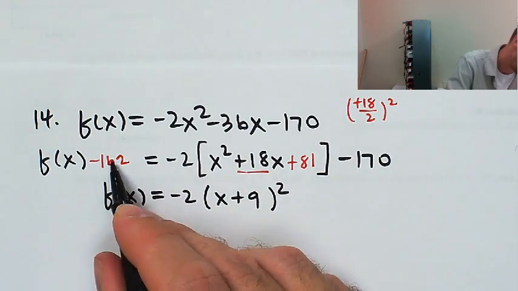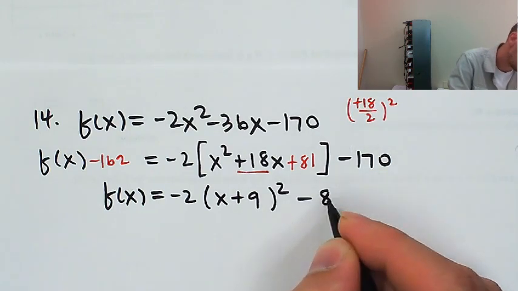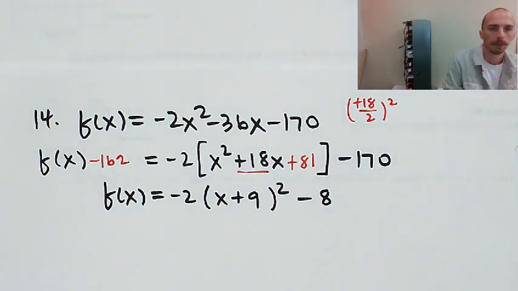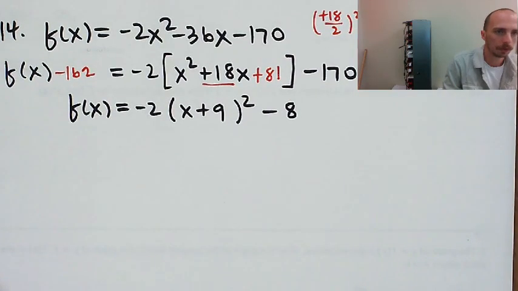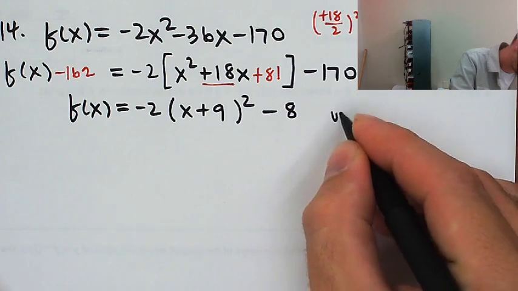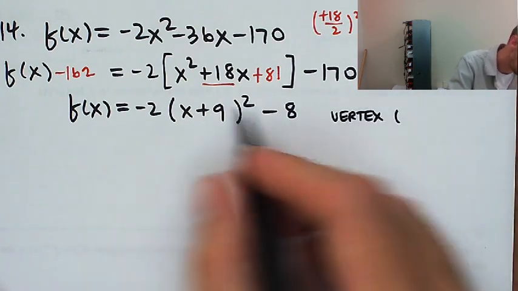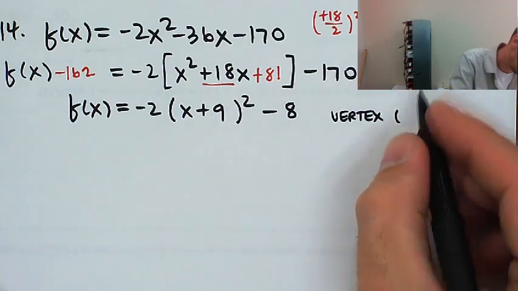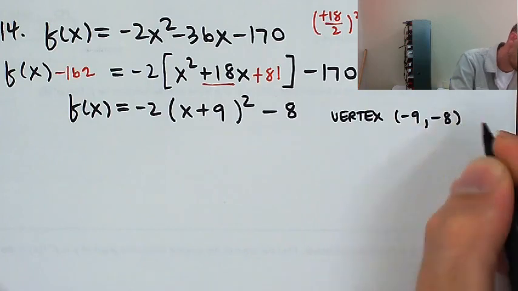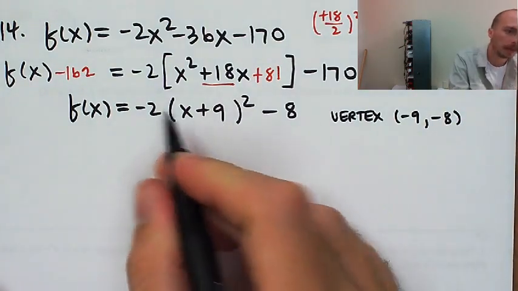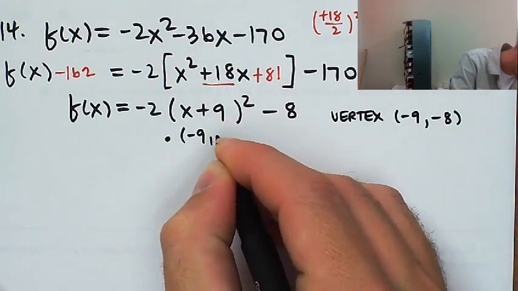And then if I add 162 to -170, I think I'll have minus 8. Yes. All right, and now I've got it written in vertex form. So I'm going to sketch the graph. Okay, so the vertex is happening at where x is -9 and where y is -8. And this opens down and is kind of narrow, so I'll just label that vertex.